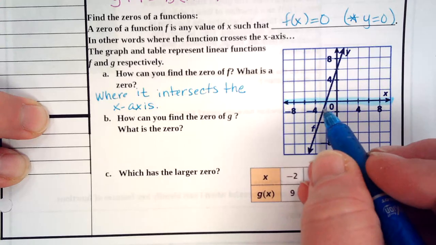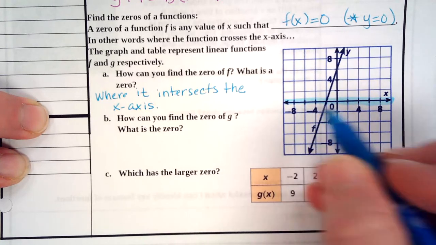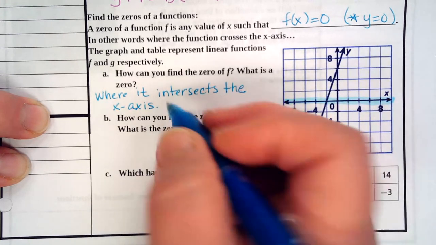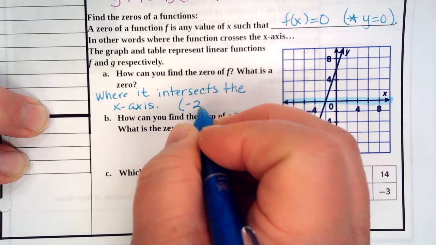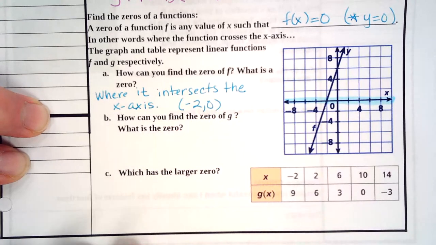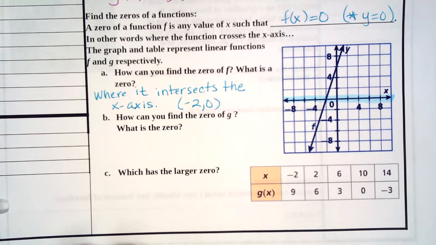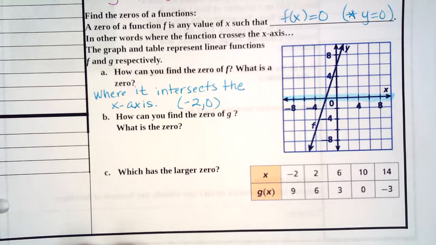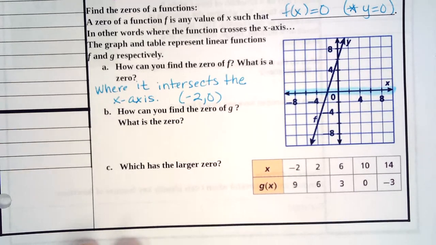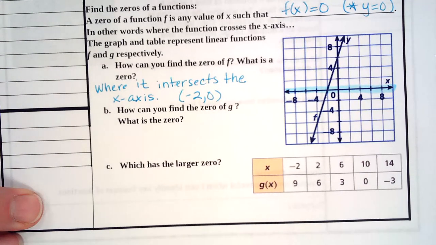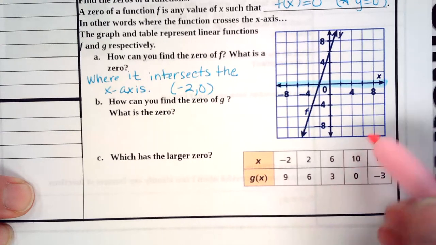Well, this is 0, -2, -4, -6. So this is -2, 0. Okay, what about the table? What are you looking for at the table? If you're looking at the table, you want to know what? You're still looking for where g of x is equal to 0.